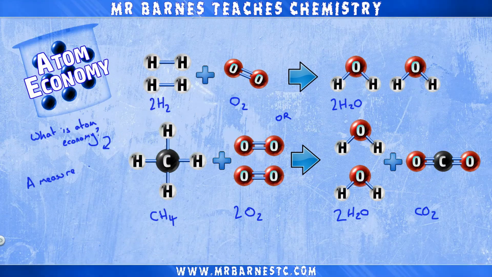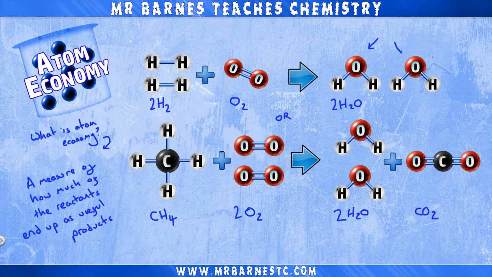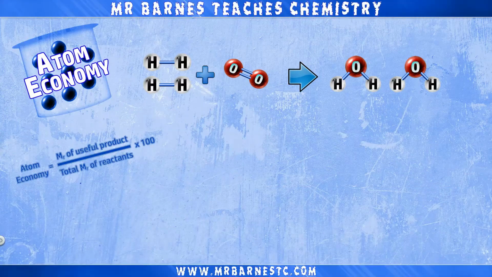Now, atom economy is a measure of how much of our reactants, the things on the left-hand side of the arrow, end up as our useful products, in this case, water. So how do we work that out? And that's where this equation comes in, stating that atom economy, which is a percentage, is the formula mass of the useful product, water, divided by the total formula mass of all the reactants, which is then multiplied by 100. So let's see how it works in both the reactions we just mentioned.